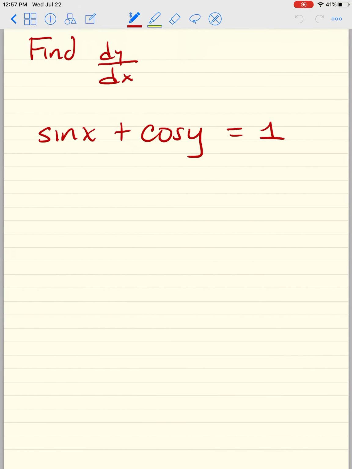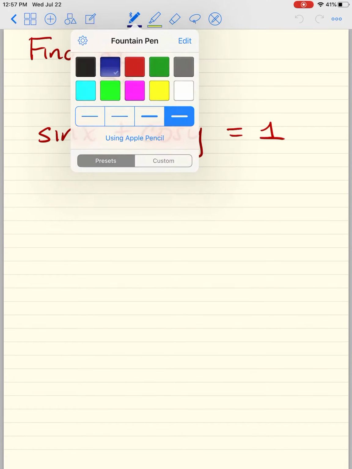In this video, we're going to bring some trig into it and just remind yourself of what the derivatives of the trig functions are, and remind yourself that after you take the derivative, you must take the derivative of the angle. So let's begin with this problem here.